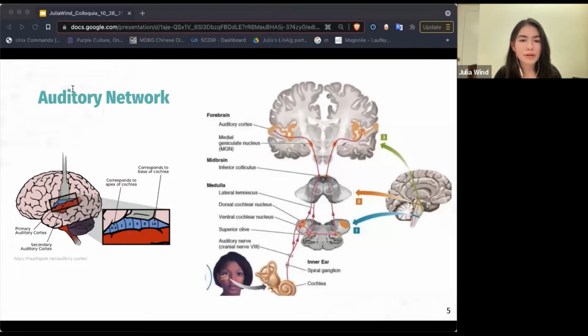Each part of the primary auditory cortex corresponds to part of the cochlea in our inner ear. The auditory cortex is located bilaterally, and the right cortex has also been found to be more sensitive to tonality in music. The left cortex handles speech and language processing.